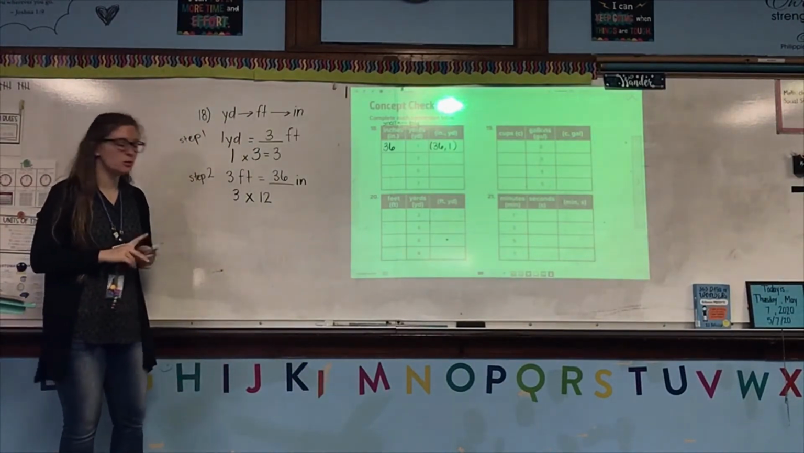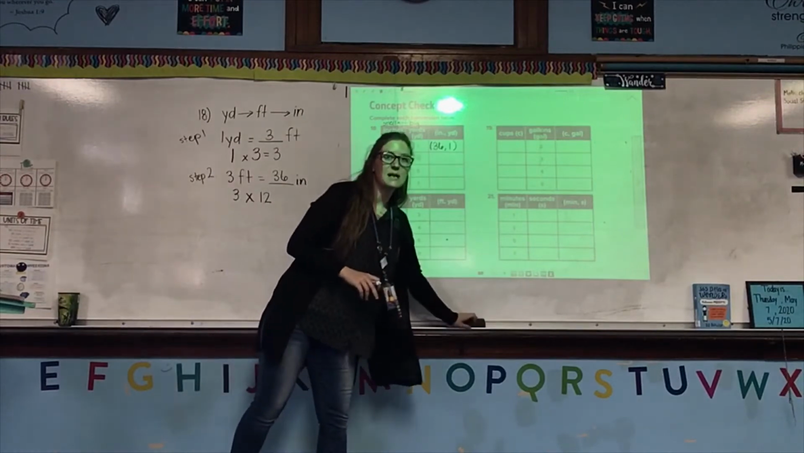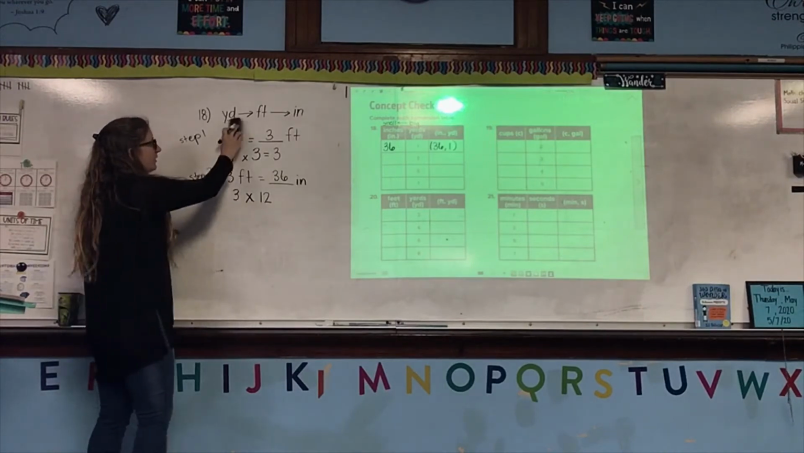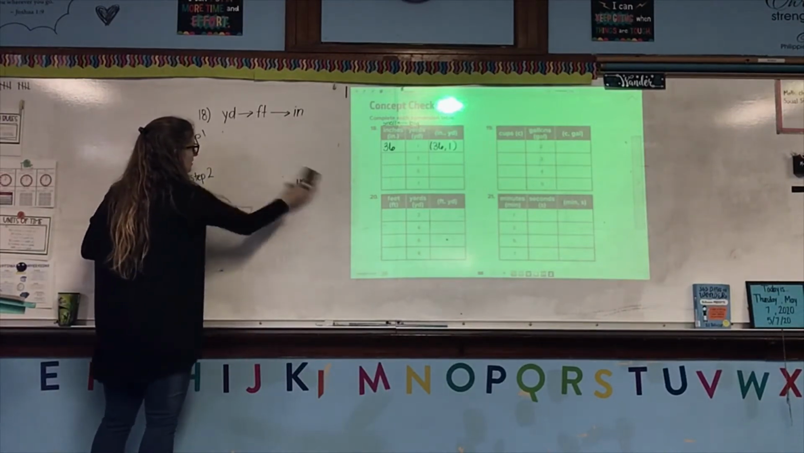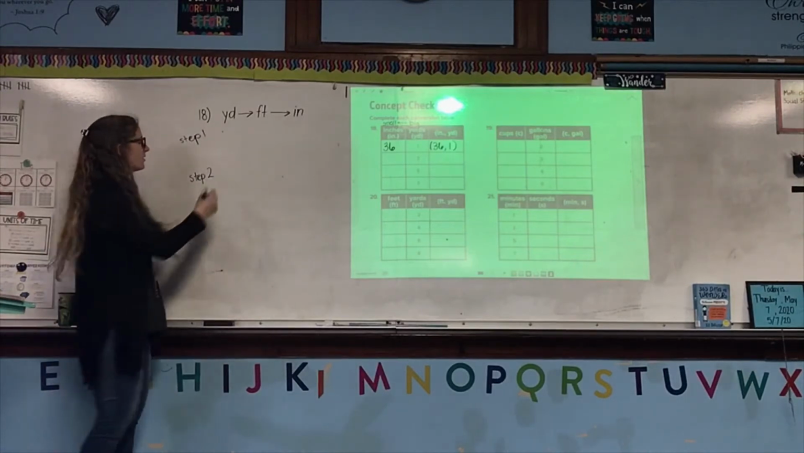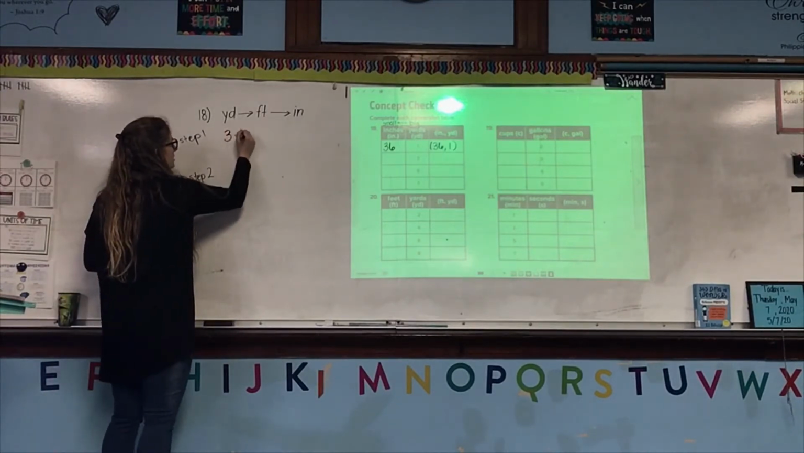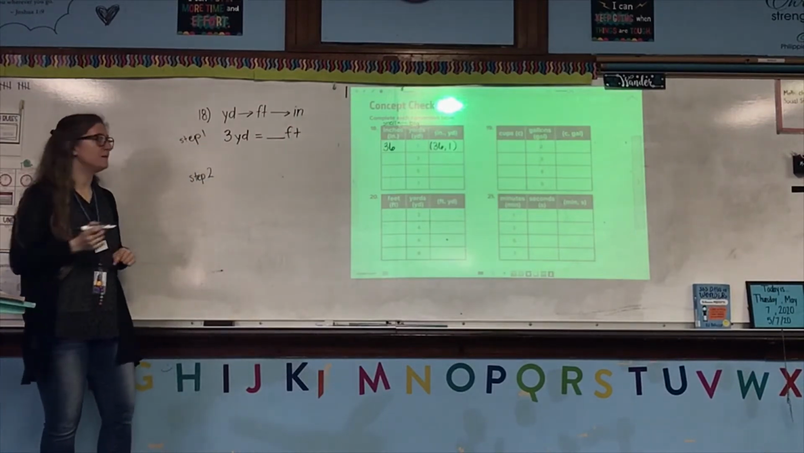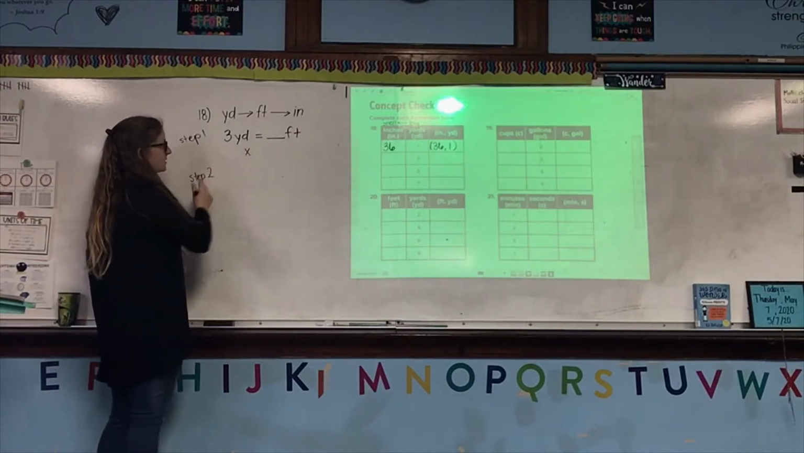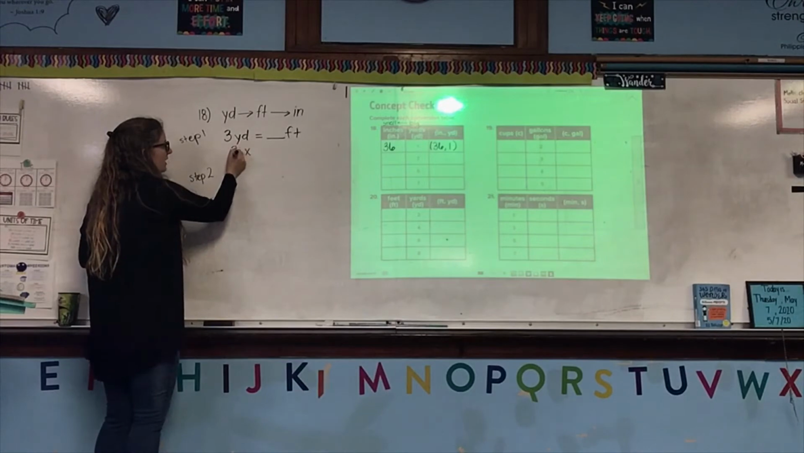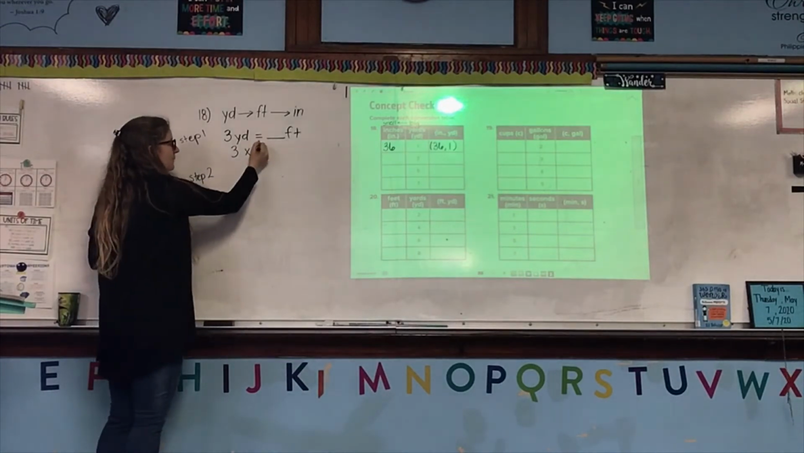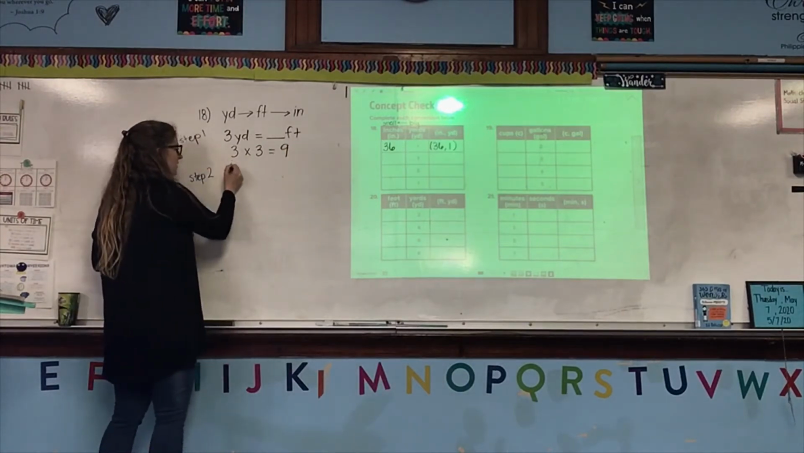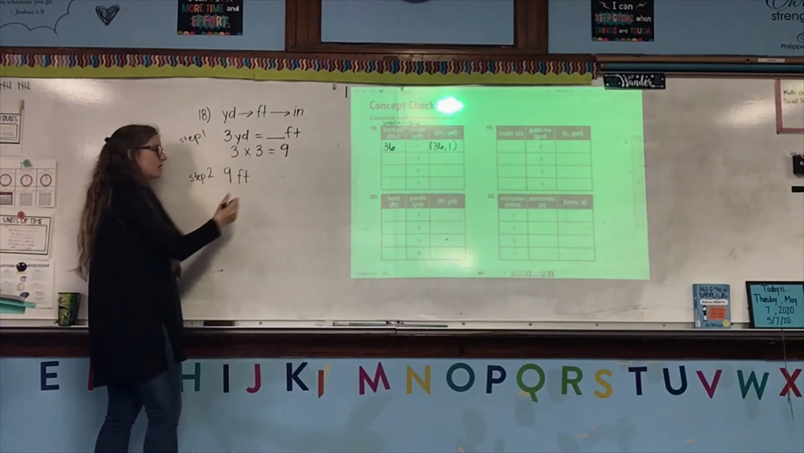Now we need to move on to 3 yards. You should be doing this in separate places, but I'm going to go ahead and erase because I don't have as much room as you do. So I still know I'm going from yards to feet to inches. So I'm just going to change it up. And now I'm looking at 3 yards. So 3 yards equals how many feet? That's step 1. I know I multiply because I'm going from big to small. I start with what I know, which is 3 yards. I multiply by the number of feet in a yard, which is 3. 3 times 3 equals 9. So that means there are 9 feet in 3 yards.